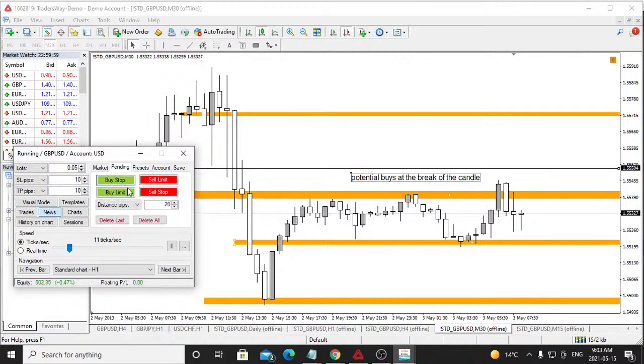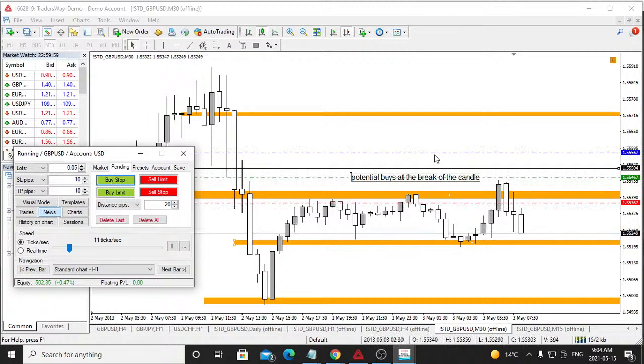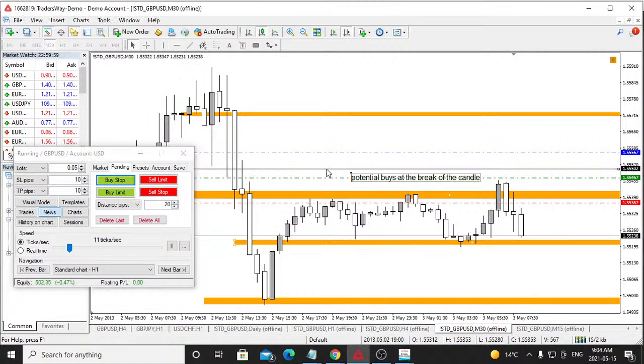Let's see how these work. Buy stop, buy limit, buy stop, buy limit. Let me see something. So it's gonna be a buy stop, and we're gonna say buy stop, right? Wait, how does it go?